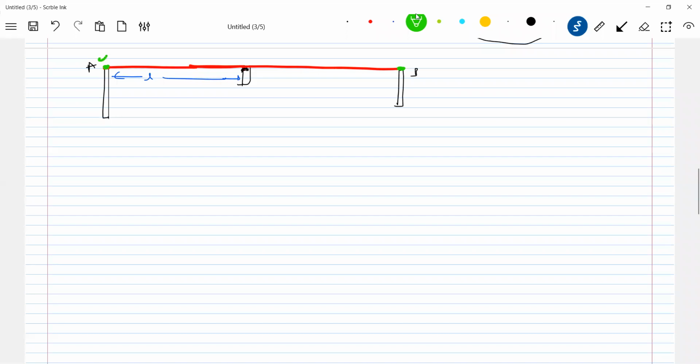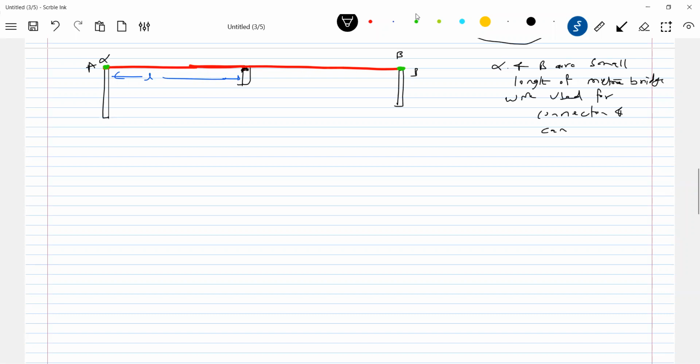Able to get this? So the small length, I'll call this alpha. The small length here, let it be beta. What is actually the balancing length? It should be alpha plus L. So what are alpha, beta? Alpha and beta are small lengths of meter bridge wire used for connection and cannot be measured. It's over, you can't measure that.